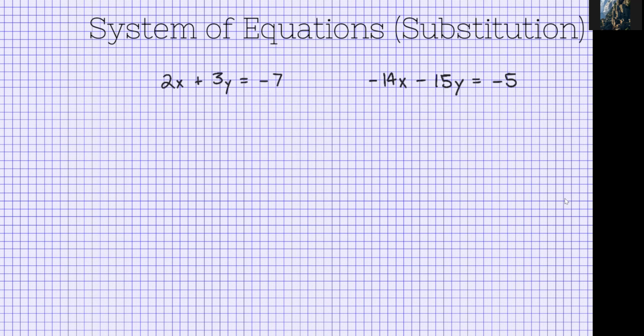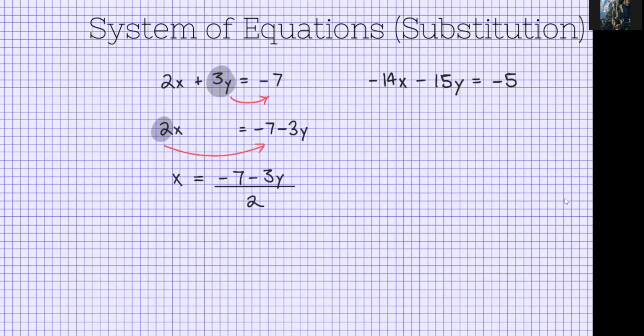So let me take this 3y and I will send it to the other side, subtracting. So I will have that 2x equals -7 minus 3y. And then this 2 that is multiplying will go to the other side dividing. So I will have that x equals -7 minus 3y, and everything will be divided by 2.